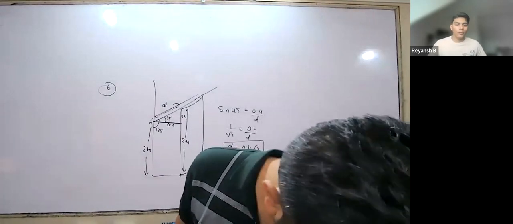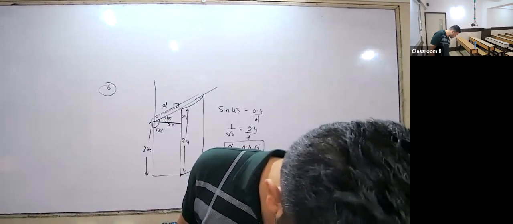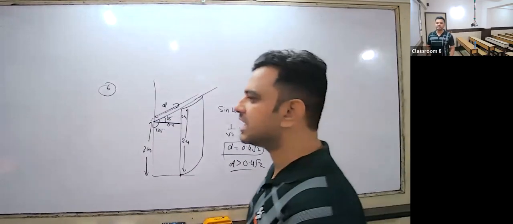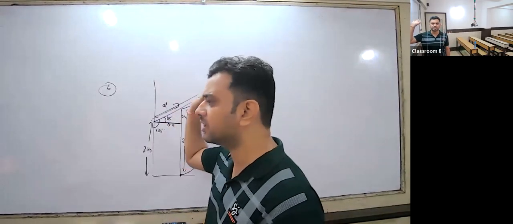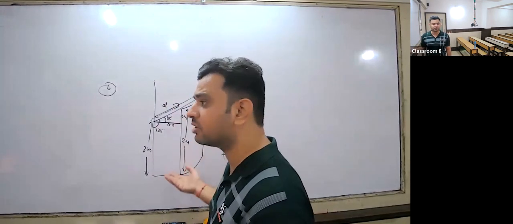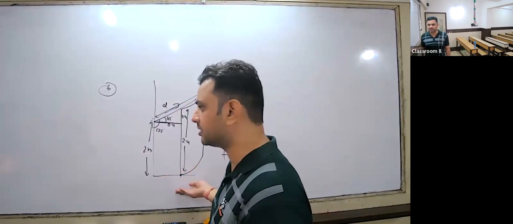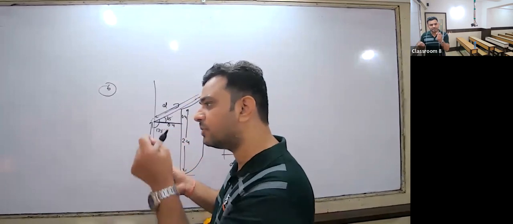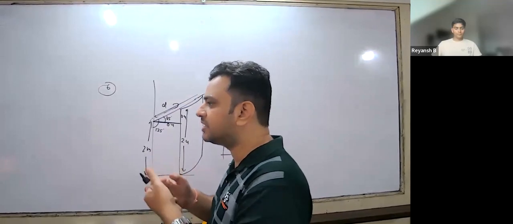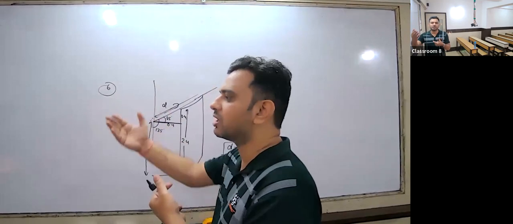Your diagram is not proper, that's why. In the diagram that you drew, the flag is touching the ground. No, actually, they have given just the general condition. It can be anywhere, but we want the limiting condition. This is not the actual diagram. I'm just finding the value of D where it just touches the ground. That limiting value I got, so I can say that D should be greater than that value, so it will not touch.